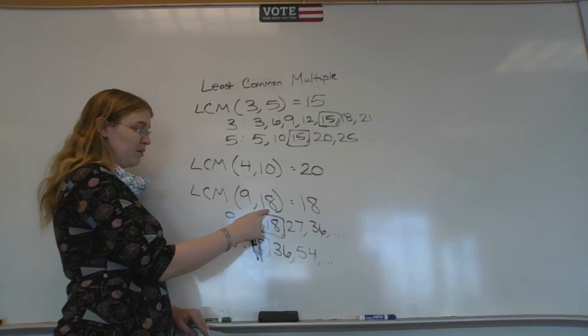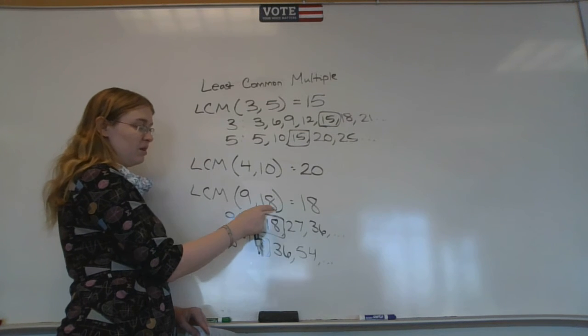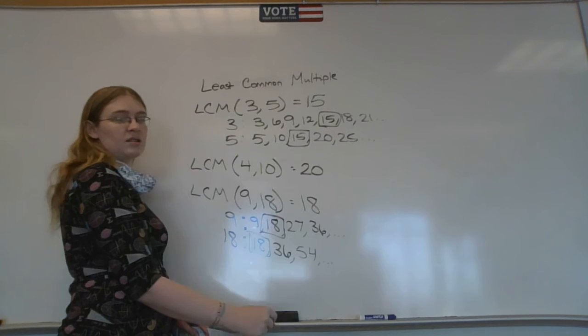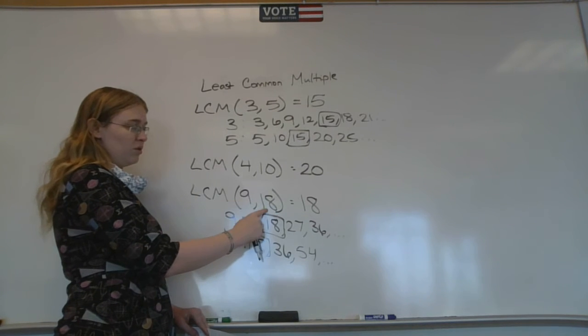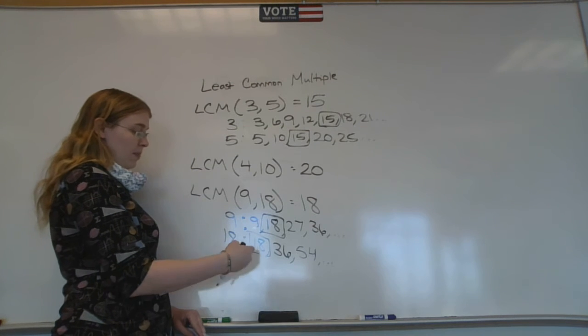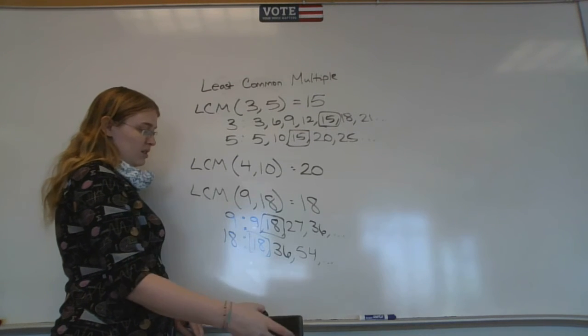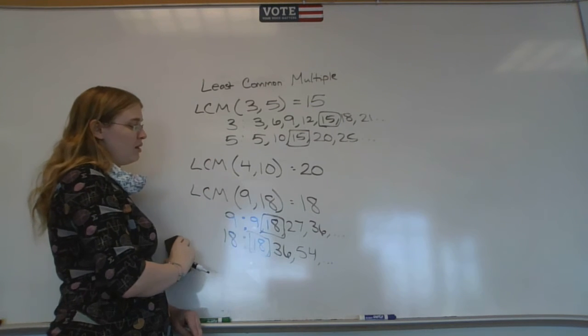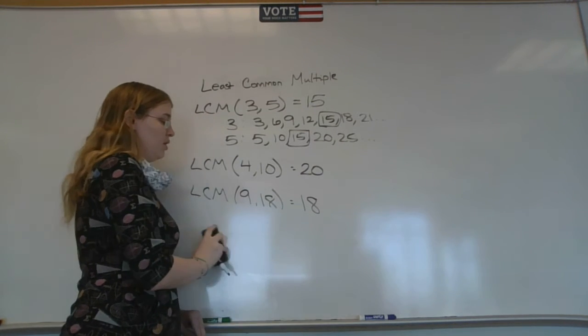because sometimes the least common multiple is whatever the biggest number is. Because 9 goes into 18, then 18 is the least common multiple. 9 times 2 or 18 times 1. So you can't forget those number-goes-into-itself things. So there's some LCM stuff, okay?